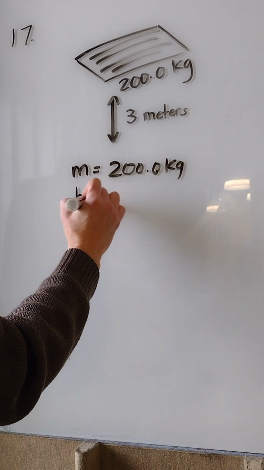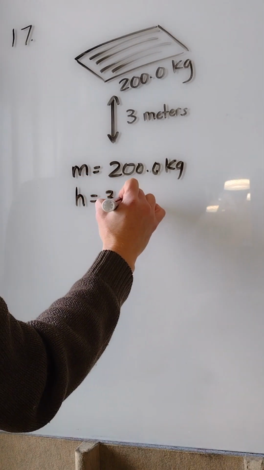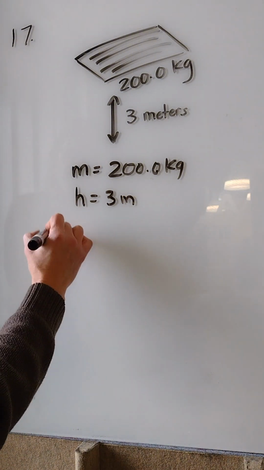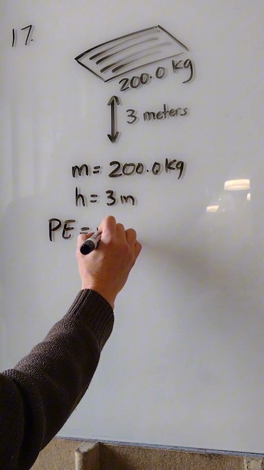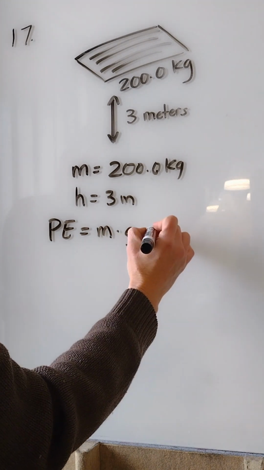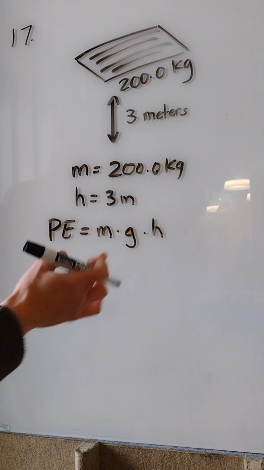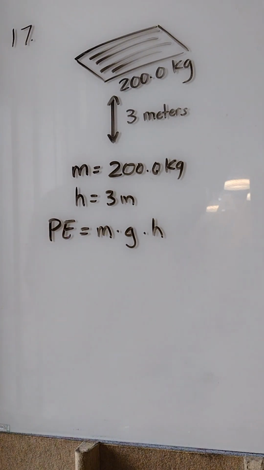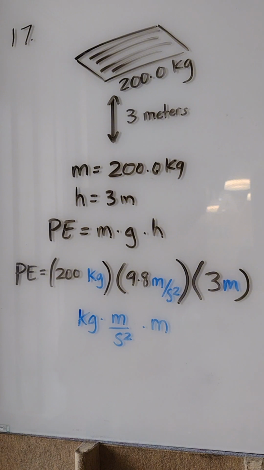And then you have a height, and that should give you a little bit of a hint of which equation we're going to use here. So we're going to use the potential energy. Potential energy equals mass times gravity times height. And we know gravity, right? And so we have a mass and we have a height, and we can figure out the potential energy by plugging those numbers in.